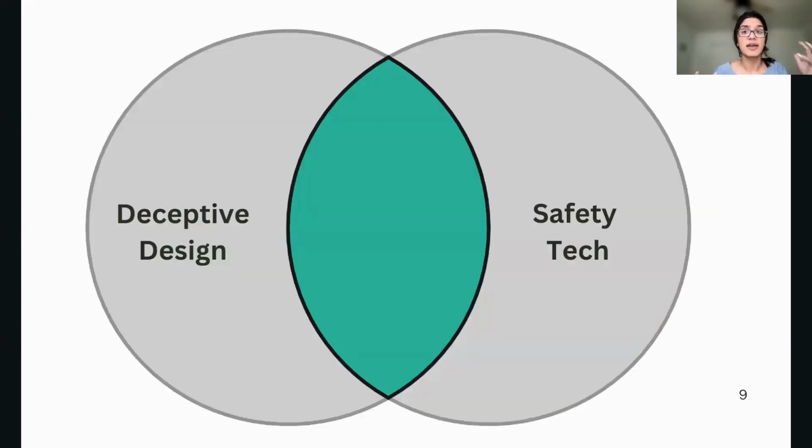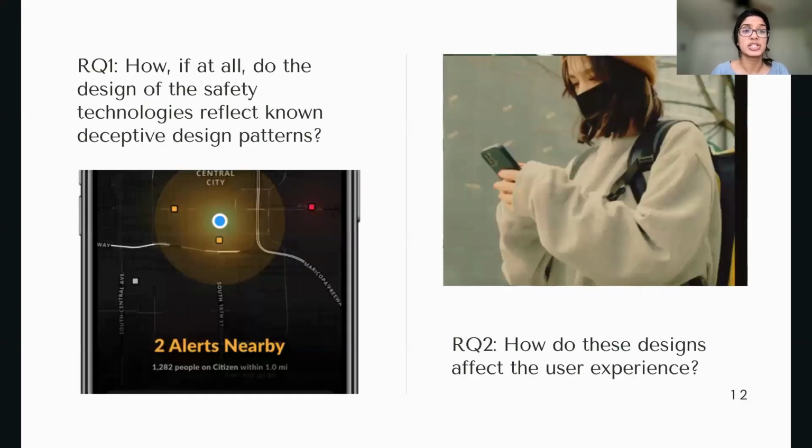So in this work, I want to draw together two types of literature: the deceptive design literature and the safety technology literature. I asked two questions. One, how, if at all, does the design of safety technologies reflect known deceptive design patterns? And two, how do these designs affect the user experience?